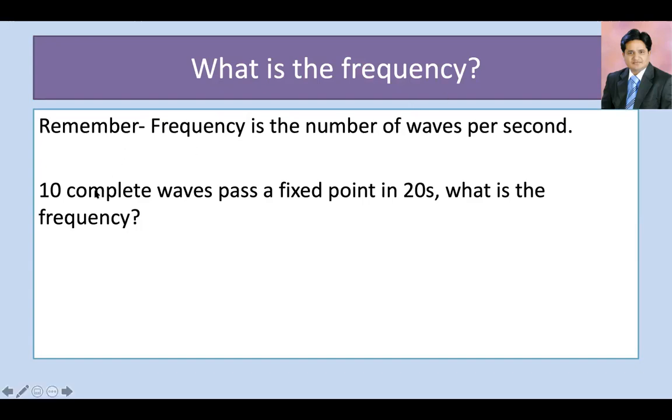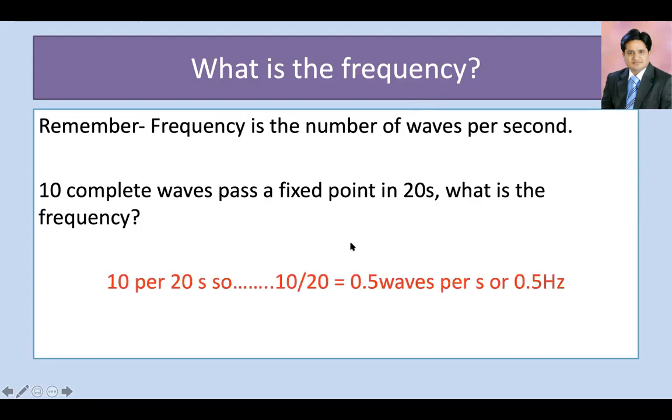So you have 10 waves that pass through a point in 20 seconds. You need to find how many waves pass through the point per second. In order to find that, you do 10 divided by 20, and you will have 0.5 waves passing through the point per second. So your frequency is 0.5 hertz. Just keep in mind, frequency means the number of waves per second.